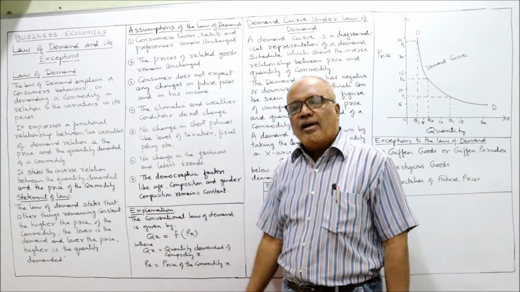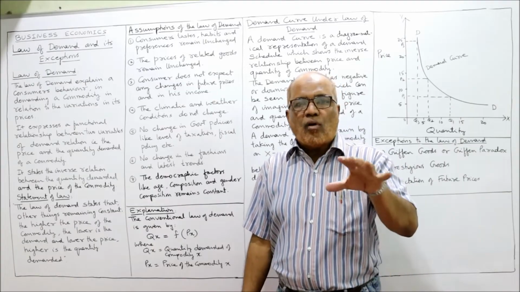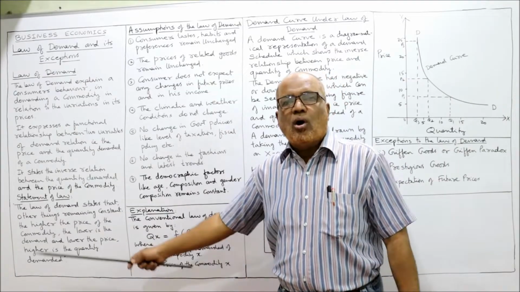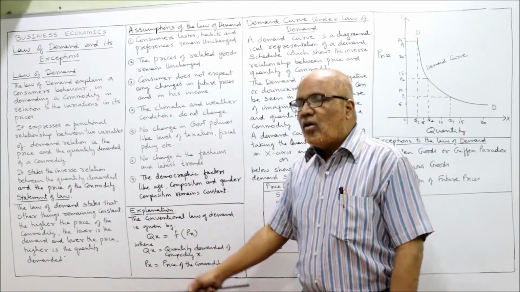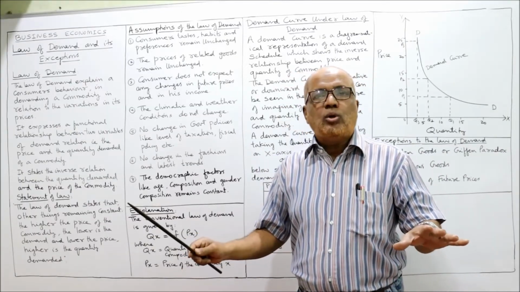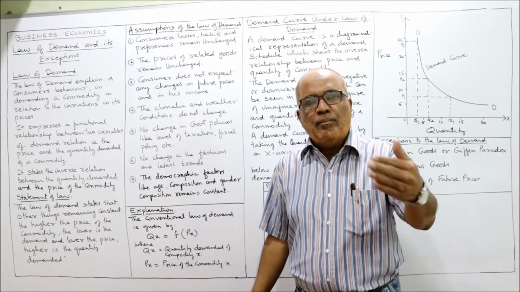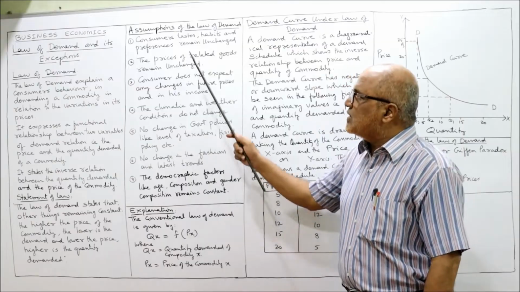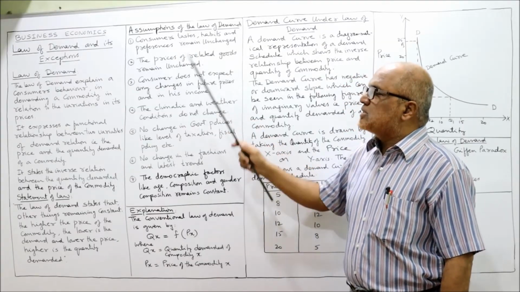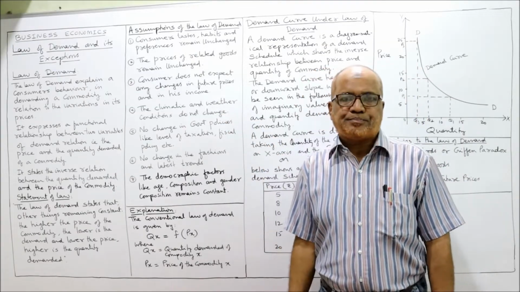Now, assumptions. You already understood the law of demand. Now, on what basis was this law of demand made? What are the assumptions? This law of demand will not always be true. The law of demand may fail. It is based on some assumptions. What are the assumptions? The first assumption: consumer taste, habits and preferences remaining constant.